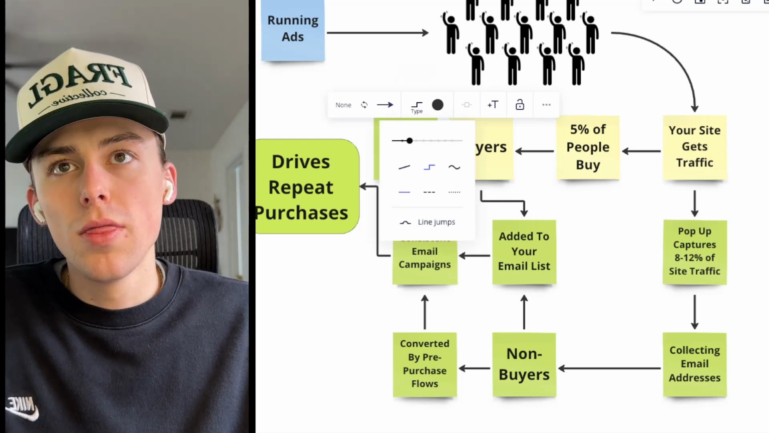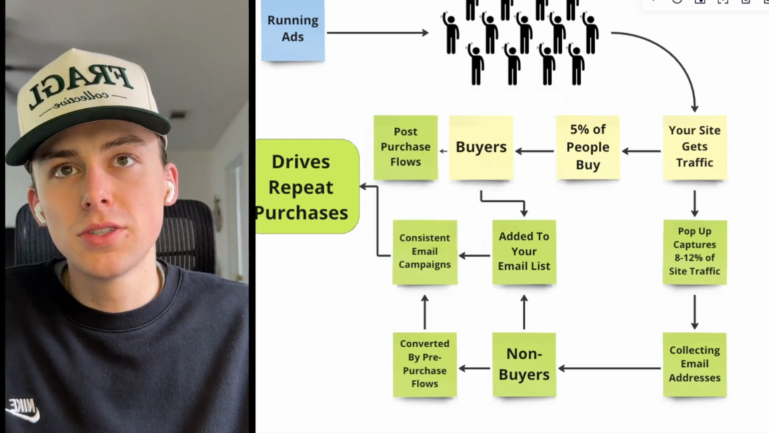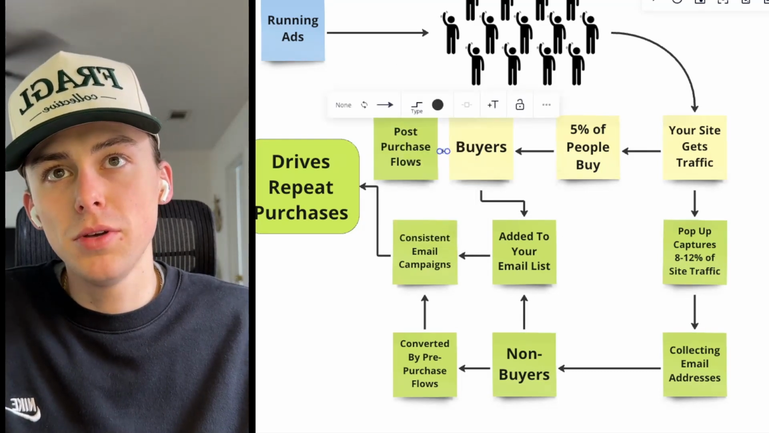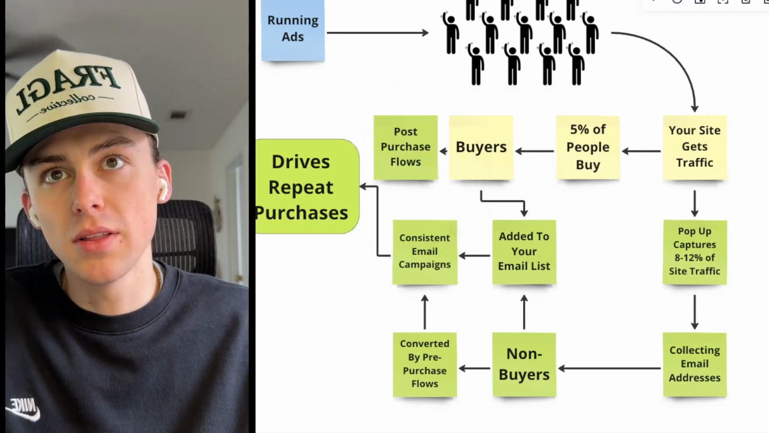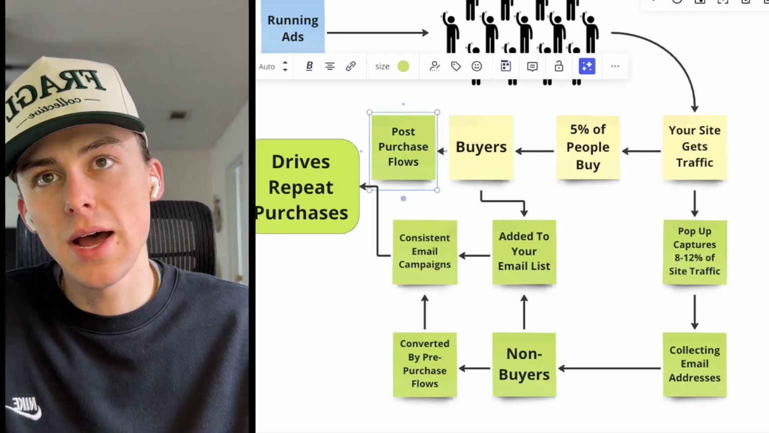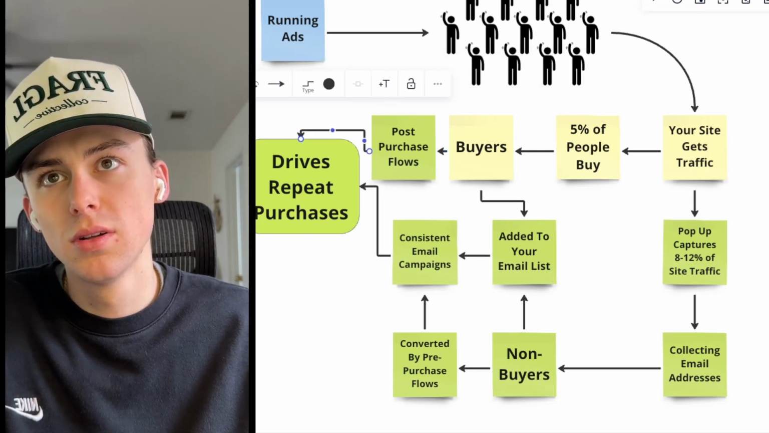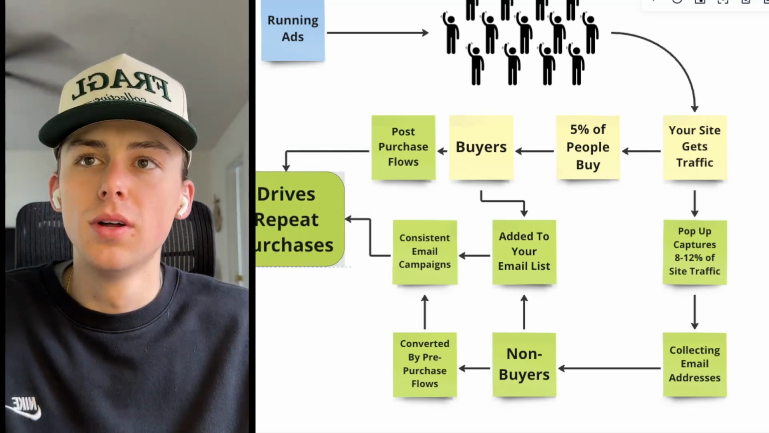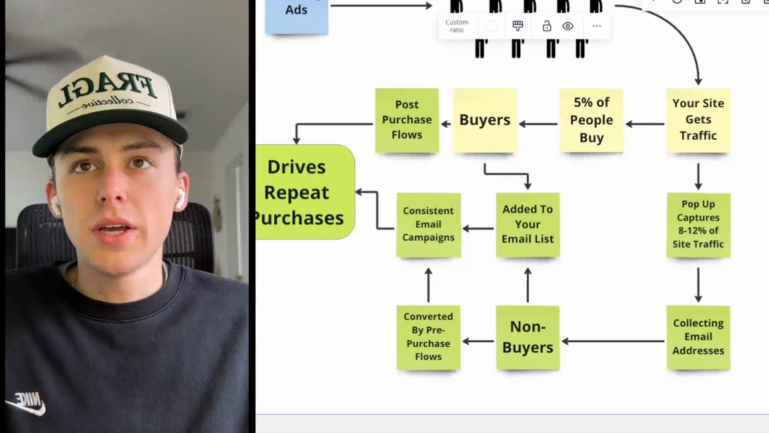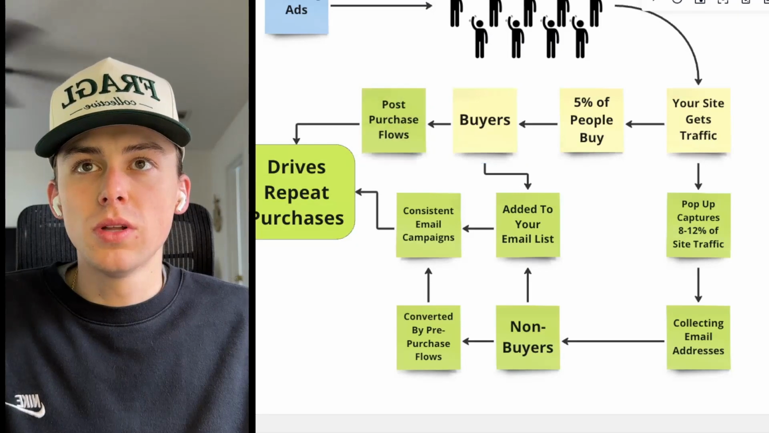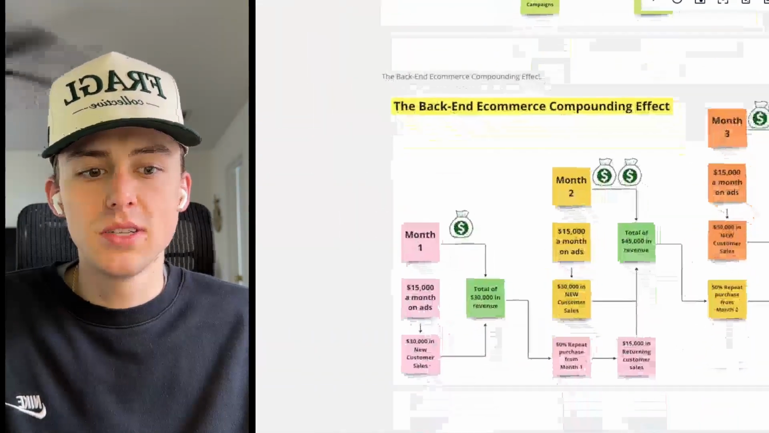And so this is how your email list can be leveraged on the back end to drive repeat purchases to your e-commerce brand, which allows that compounding effect to happen. We could probably attach it. Awesome. So that's what we're looking at here. This is going to allow that compounding effect to take place.